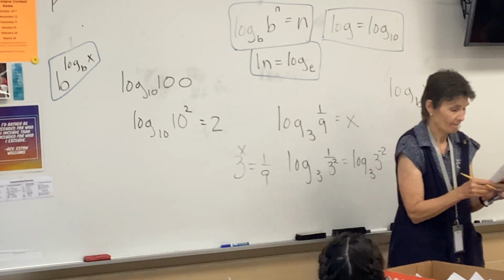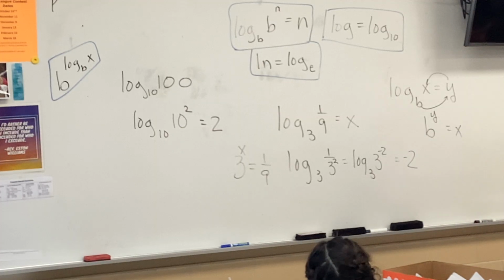What's P? 3 to the 7 equals 9, because the log is log base 10, 3 times 10 times 6. So P is 7. Yep. Anybody have a thought on M?